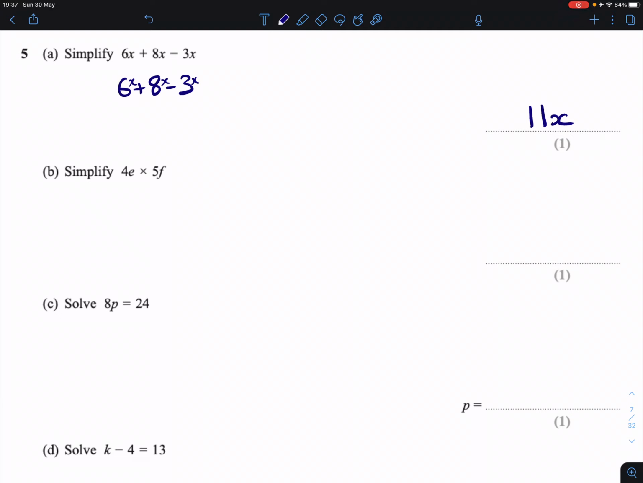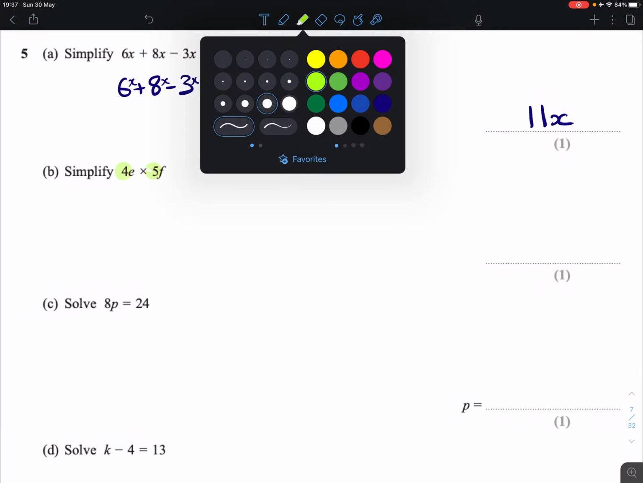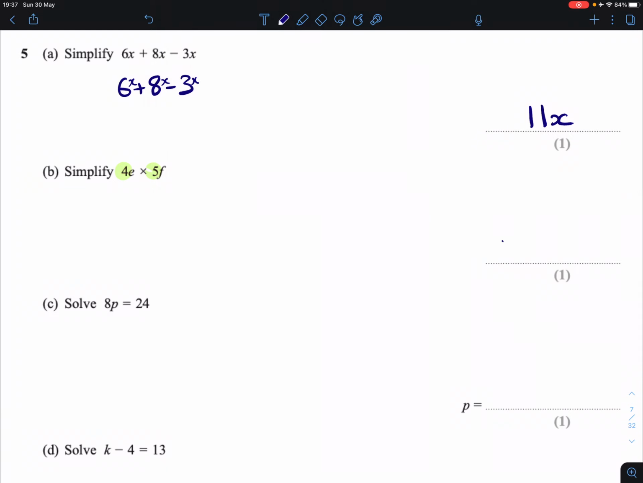Part B, simplify 4d times 5f. When we're multiplying terms together, if they don't mix, you stick them together, and if they do mix, then obviously you mix them. In the case of what we have here, the 4 and the 5 can mix together to make 20. The d and the f do not mix together, and they don't mix together with the number either, so we just write them in the end. So 20df is our answer for that.